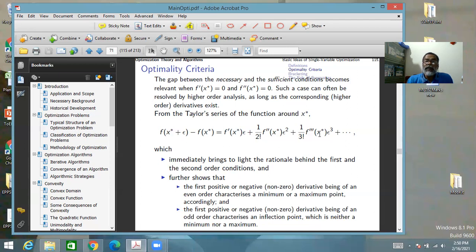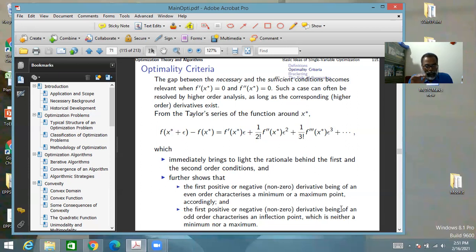On the other hand, if the first non-zero derivative is of even order, then the corresponding even power will not play a role in deciding the sign, and the sign of the derivative will decide it. So the first positive or negative derivative being of an even order characterizes a minimum or maximum point. Positive, minimum; negative, maximum. The first non-zero derivative being of an odd order, whether positive or negative, it will not be a minimum or maximum. It will come like this and go like this, or come like this and go like this.